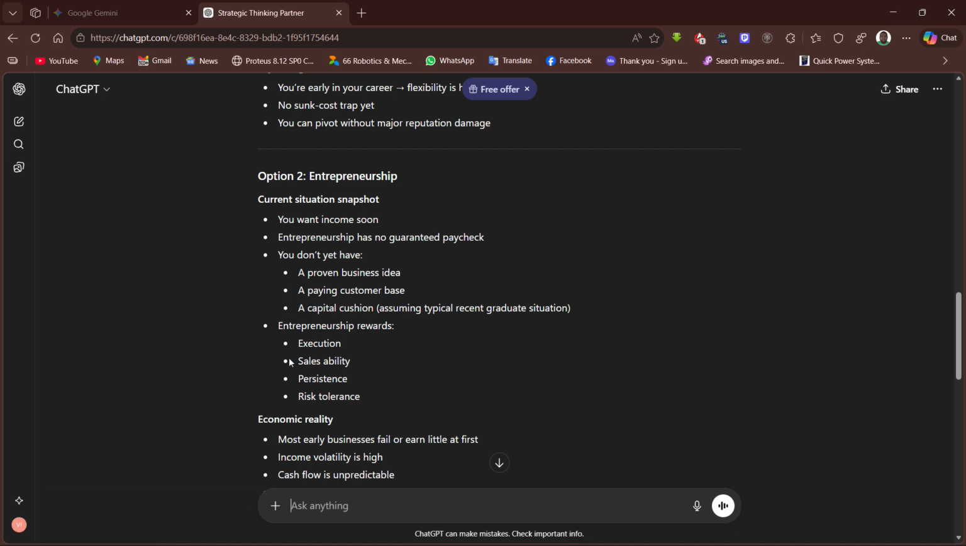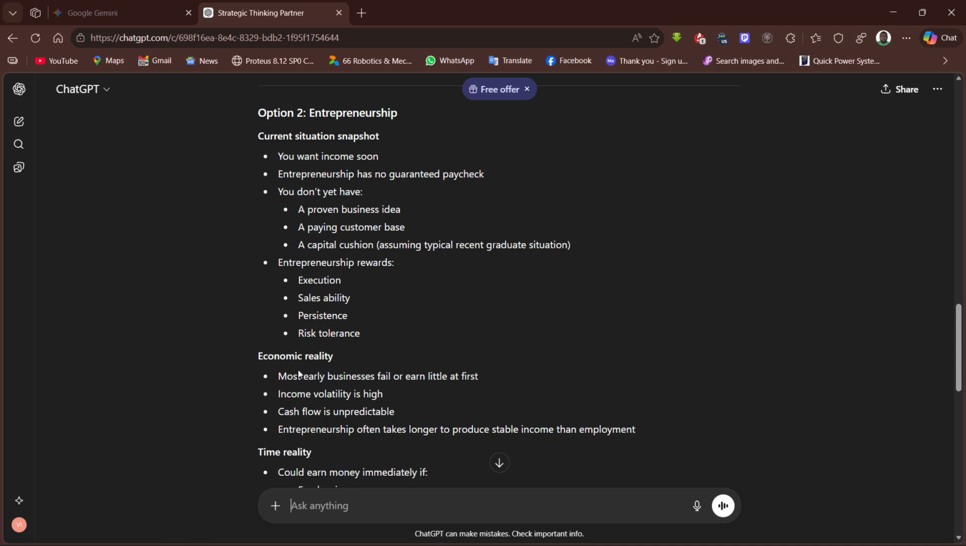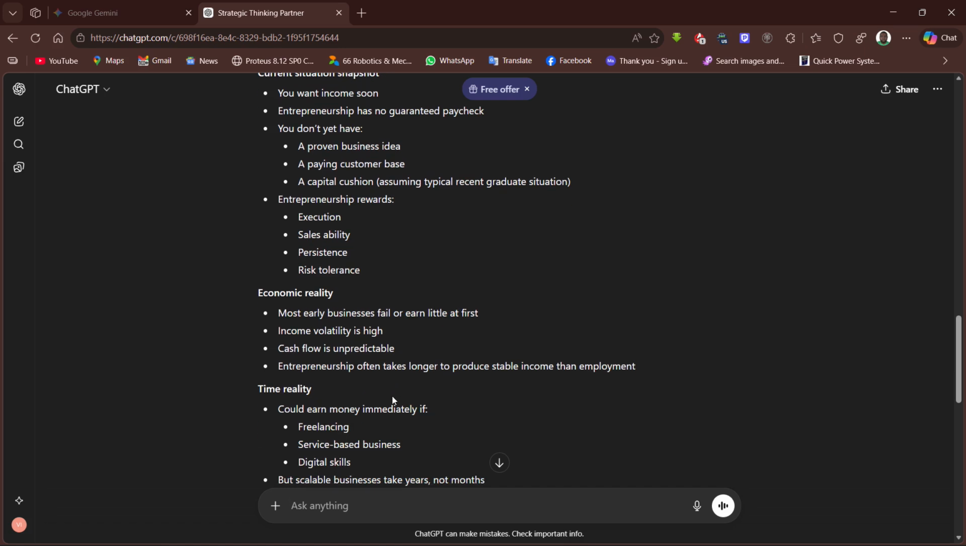Entrepreneurship rewards execution, sales ability, persistence, risk tolerance. Economic reality: most early businesses fail or earn little at first. Income volatility is high. Cash flow is unpredictable. Entrepreneurship often takes longer to produce stable income than employment.